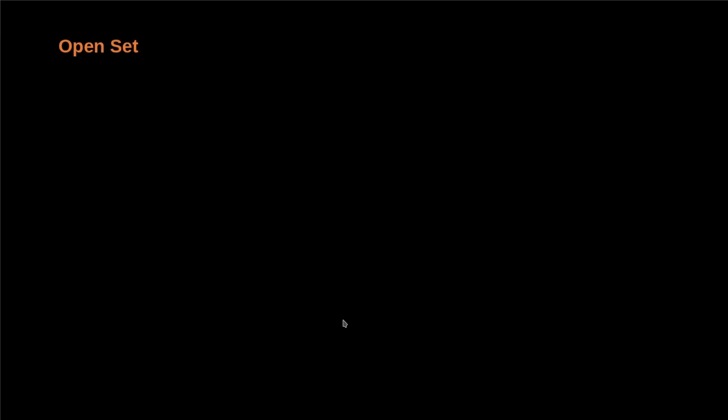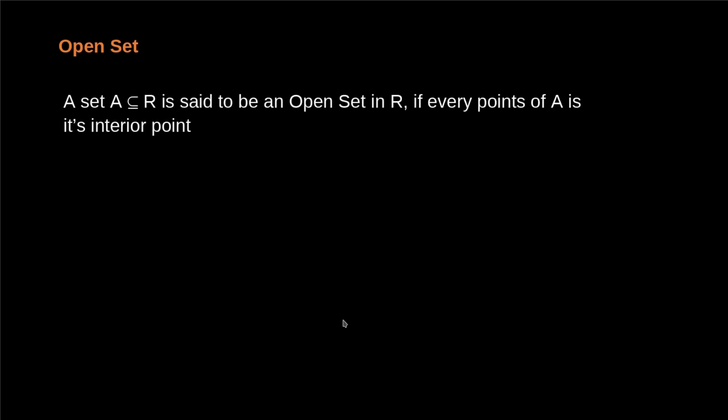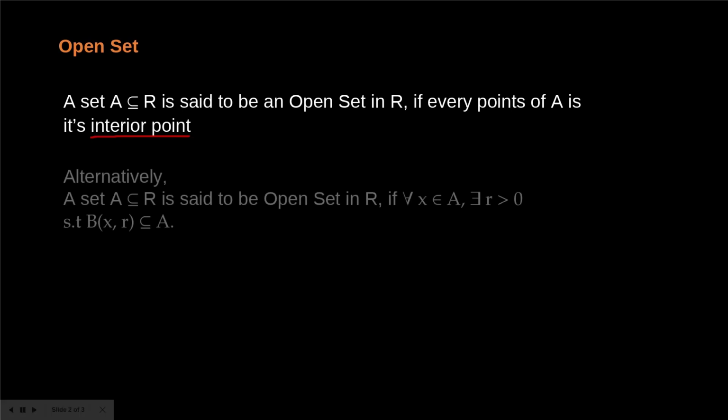An open set is defined as follows: a set A, which is a subset of R, that is real numbers, is said to be an open set in R if every point of A is its interior point. So here in this definition, open set is defined in terms of interior point, which we have already discussed. You can find this video in the playlist of our channel. So a set will be an open set if all its points are its interior points. And also, without using this term interior point, we can define open set in this way as well.